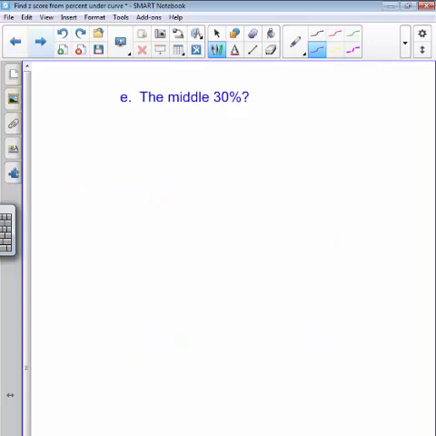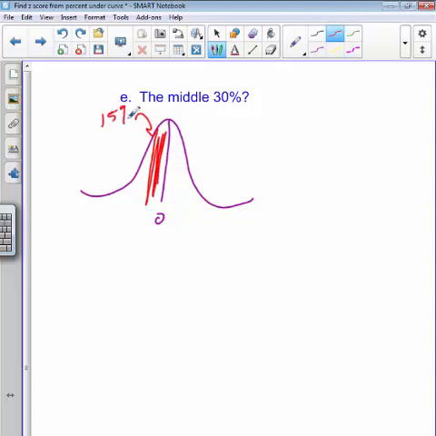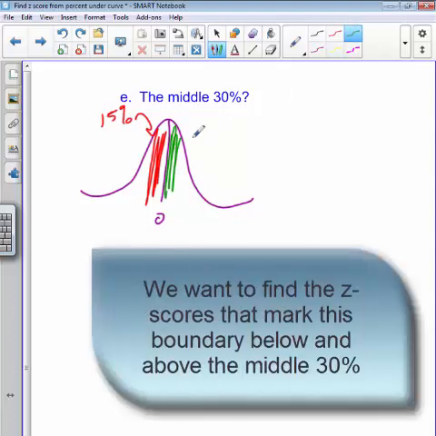In our last circumstance, we want the middle 30%. This one's a little bit trickier. Again, I have my standard normal curve. In this case, I want the middle 30%. That means 15% over here, and 15% over here.